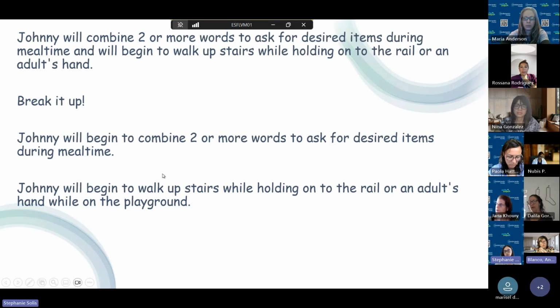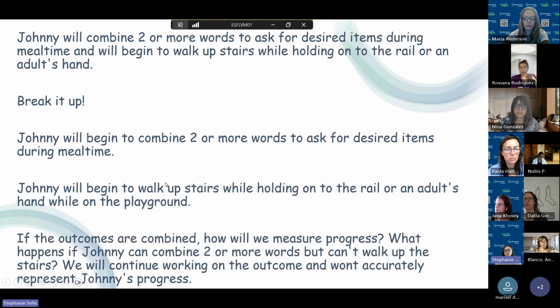If the outcomes are combined, how will we measure progress? What would happen if Johnny can start to combine those 2 or more words, but he can't walk up the stairs? In this situation, we would continue working on the outcome, but we wouldn't accurately represent Johnny's progress. He's increasing that communication, but because the motor skill is still something we're working on, we're still continuing that goal. So we need to separate those outcomes so that we can accurately represent Johnny's progress and continue to help his overall development.